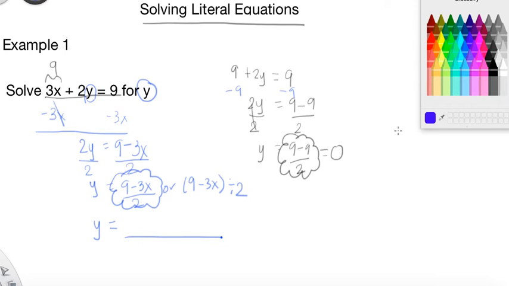Okay? So our final answer is y equals 9 minus 3x all divided by 2. Okay? All right, let's look at another one.